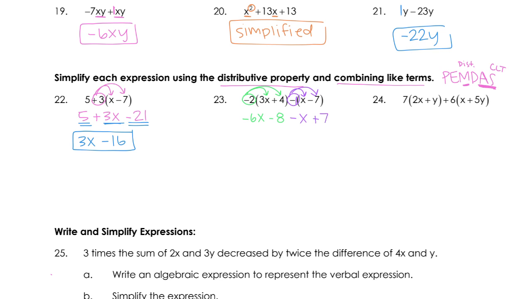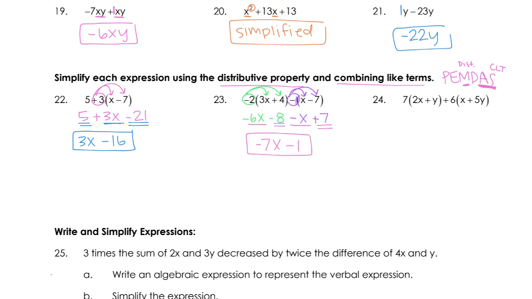Then we have to combine our like terms. So again, I like to do the variable first. -6x and -x would make -7x, and then -8 and +7 would end up making that a -1 when you combine those.